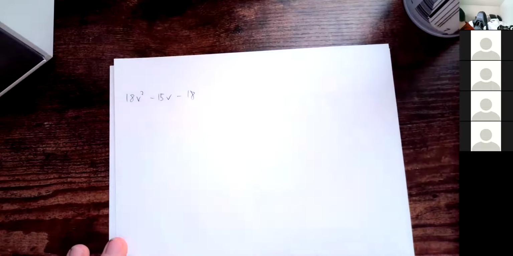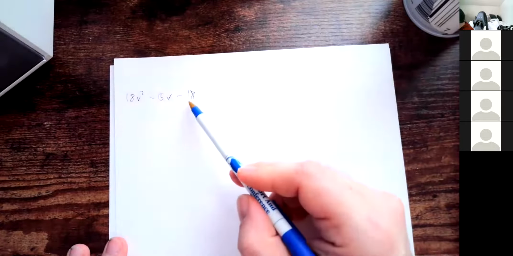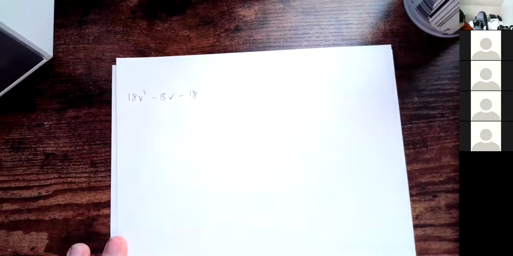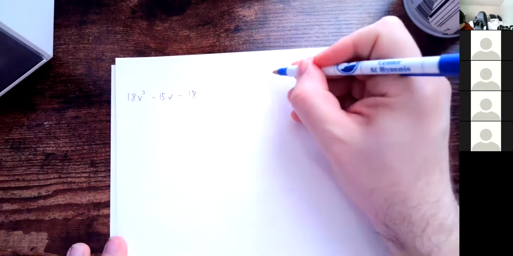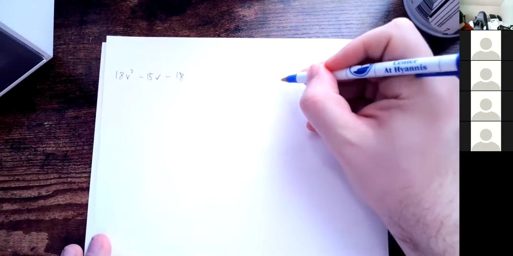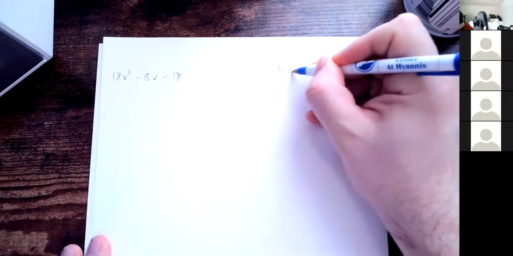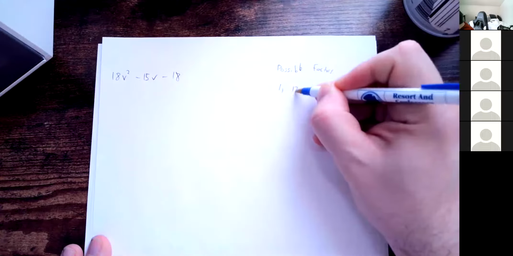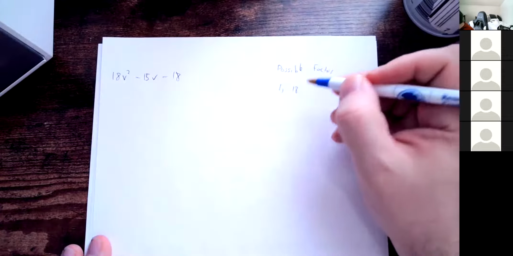Okay, so let's talk it through. So this one, I've got things that multiply to negative 18 and things that multiply to positive 18. So possible, maybe write down a list of possible factors. So for 18, we could do 1 and 18, which is maybe less likely to work.